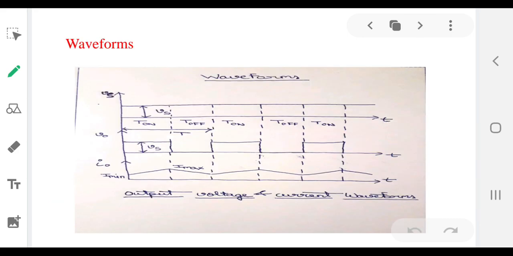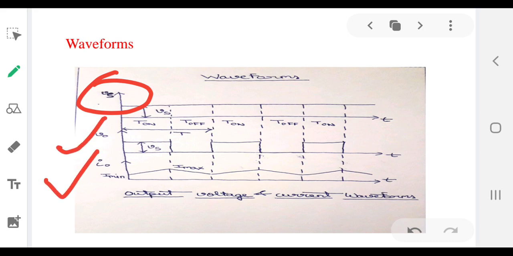Now from the waveforms it is clear. This is the input voltage waveform, this is the output voltage waveform, and this is the output current I0. Now you can see that the input side is a fixed DC, a constant voltage, of magnitude Vs. Now the output voltage gets chopped. Switch SW is turned on for a period of T on, and it is turned off for a period of T off, as you can see in the waveform.